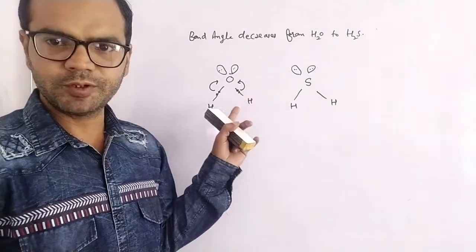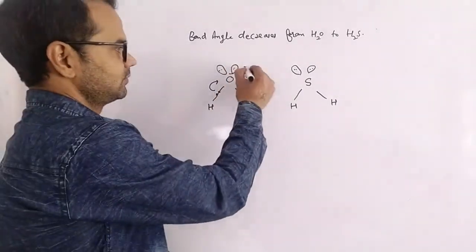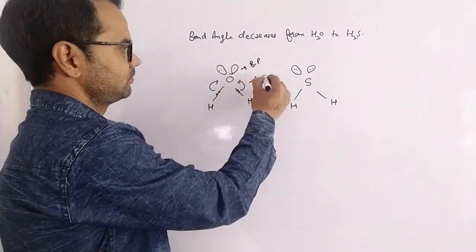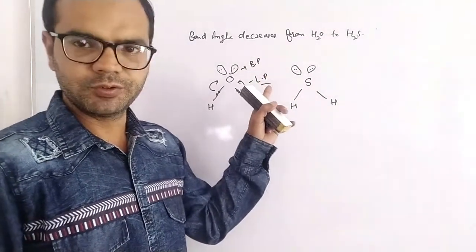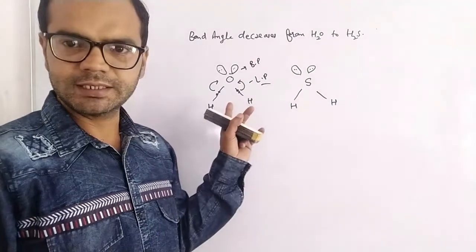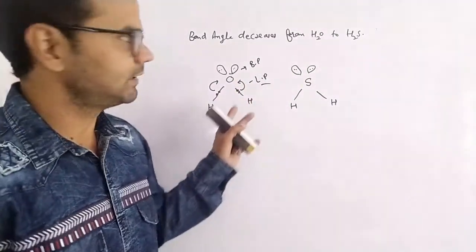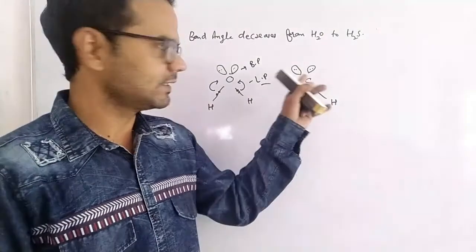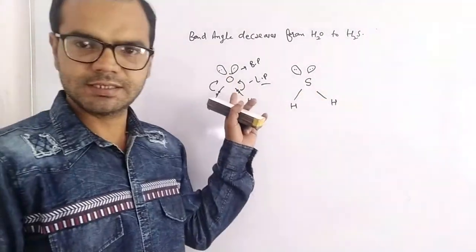Oxygen will attract 2 bond pairs towards itself, and there will be repulsion between them. There is a repulsion between bond pair and lone pair. Due to repulsion, the molecule slightly expands. That's why the bond angle of water is higher than that of H2S. Sulfur is less electronegative as compared to oxygen, and oxygen is smaller in size also.